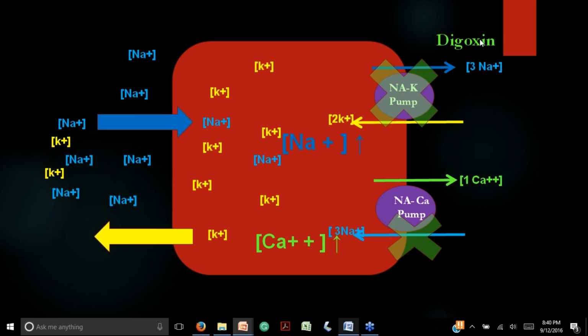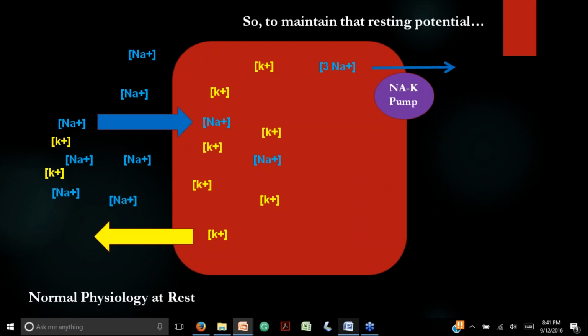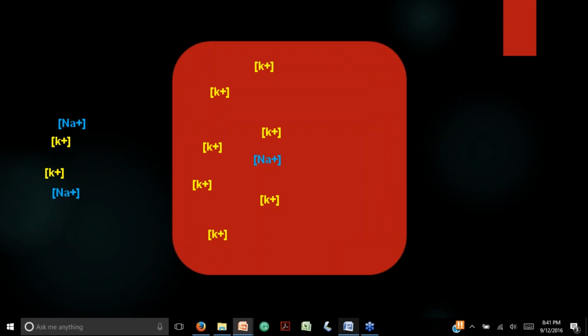So what is digoxin doing? Digoxin is inotropic and chronotropic, as you can tell. Chronotropic means it increases the rate, and inotropic means it increases the contractility of the heart. This is mostly used in cases of heart failure. So that is an example of how these sodium potassium pumps work.